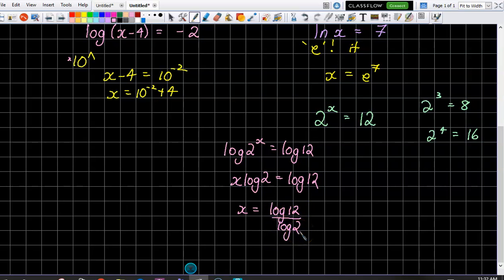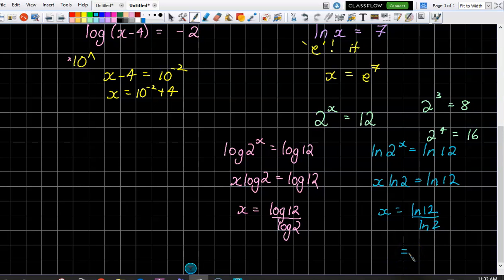And you're going, what is this whole ln business? Well, you could do the same thing. Instead of going log both sides, I could take ln of both sides. That becomes x ln 2. And we end up with x equals ln 12 over ln 2. Are we all agreed? Yeah?